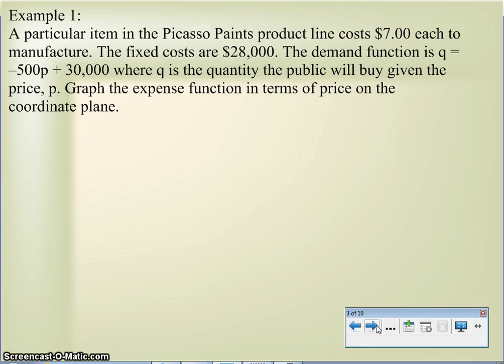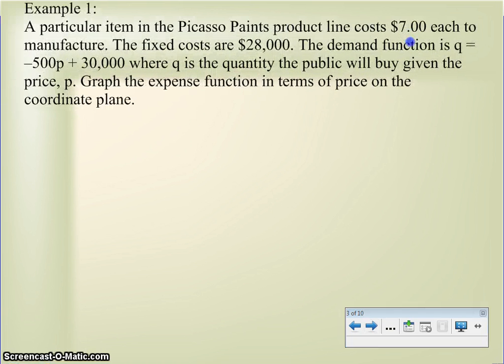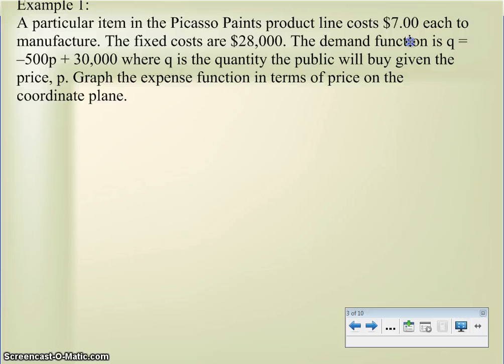All right, for example 1, it says a particular item in Picasso Paints' product line costs $7 each to manufacture. The fixed costs are $28,000. The demand function is Q equals negative 500p plus 30,000, where Q is the quantity the public will buy, given the price P. Graph the expense function in terms of the price on the coordinate plane.